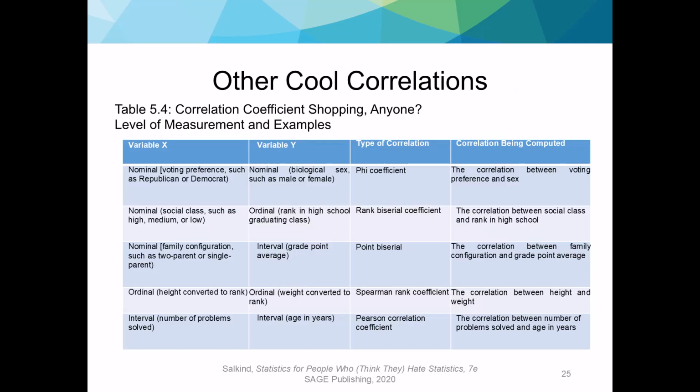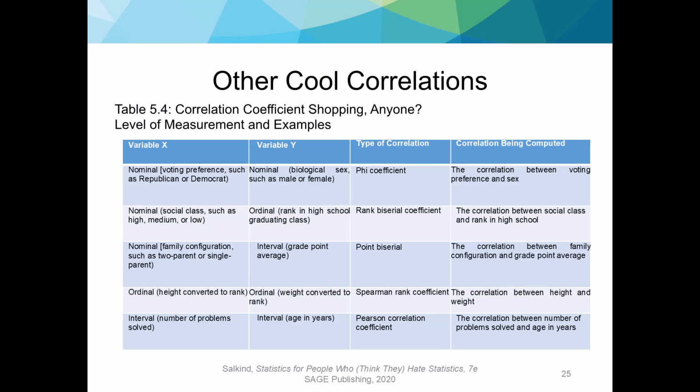While the Pearson correlation is for 2 interval level variables, there are many other types of correlations for different kinds of data. For example, if you are correlating 2 nominal variables, like voting preference and gender, you would use the phi coefficient. If you are correlating 2 ranked variables, you would use the Spearman rank coefficient.